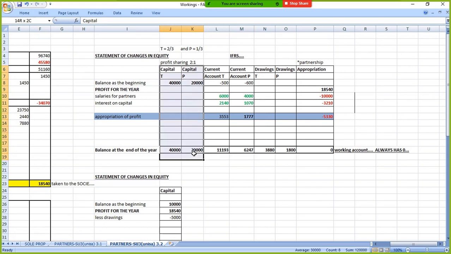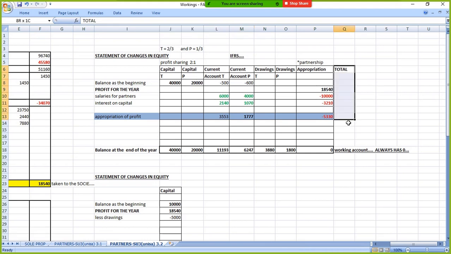Okay. But capital is capital, current is current. Those two have to stay separate. Yes. If you want to show total, then you can just add everything up and show a total column. The total column will just add up everything, so you'd minus and add here.